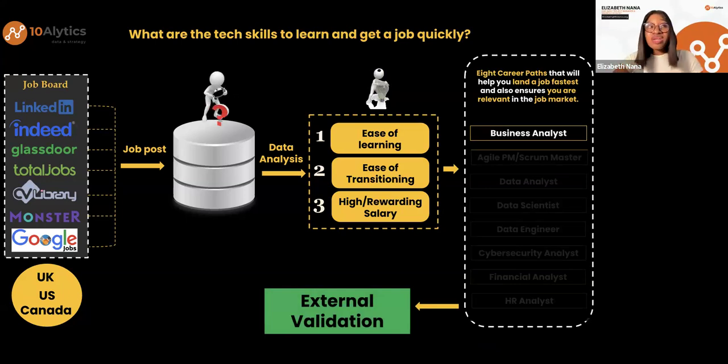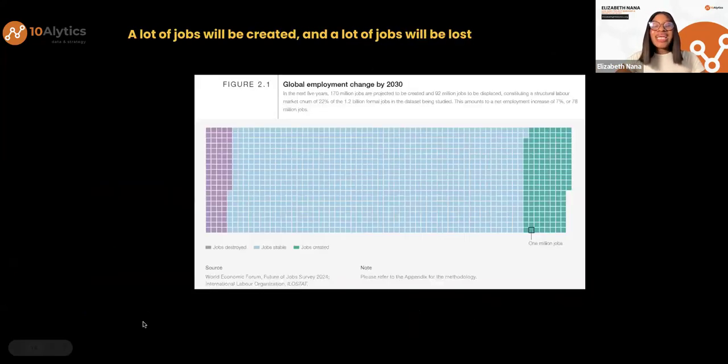So we said, in as much as we carried out this internal data analysis, we could be making a mistake. So how about we go out there and look for people that don't know 10 Analytics at all, people that don't have any affiliations whatsoever with 10 Analytics, and see what they have to say about this matter. So we decided to seek external validation. Then we found the World Economic Forum's Future of Jobs report that was released January 2025.